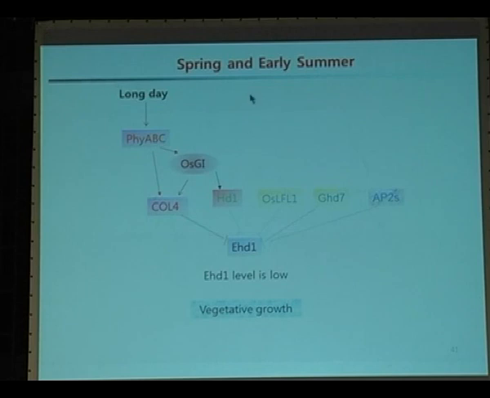Spring, early summer, for 2 months or so, depending on the cultivar, has the long day condition. So this long day condition will be sensed by phytochrome. The signal goes to GI. We have some evidence about this, but I'm not showing it today. And that will give a signal to suppress this pathway. And there are additional suppressors, LFL1, GH7, AP2, all of which function as repressors. So therefore, it will not flower.